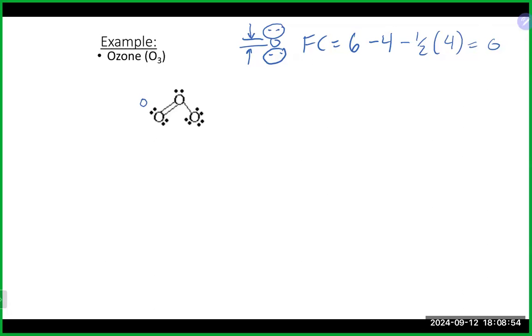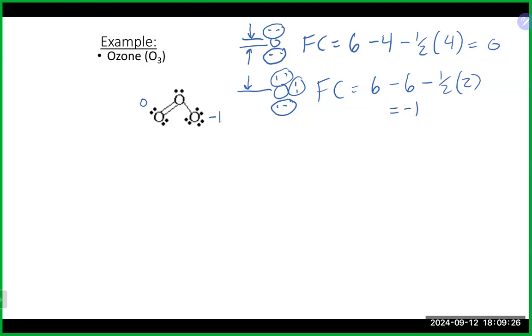Now, if we go to the single bonded oxygen, which looks like this, the formal charge would be, once again, 6 because it's oxygen. That's how many valence electrons that oxygen has. Minus the number of non-bonding electrons, so that is 2, 4, 6, minus 1/2 the number of bonding electrons, which is 2. That is 6 minus 6 is 0, minus 1/2 of 2, that is a -1. So that oxygen in that arrangement is carrying a -1 formal charge.